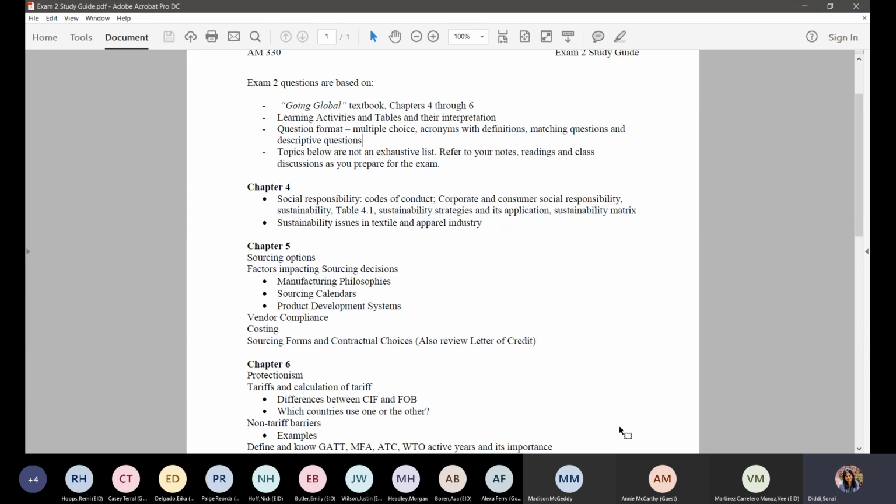So tariff barriers, again, as I said, specific and ad valorem tariffs, make sure that you're looking at it. And we will be solving problems. There'll be one question very similar to the questions which you have done. So please go ahead and practice those if you have not already.